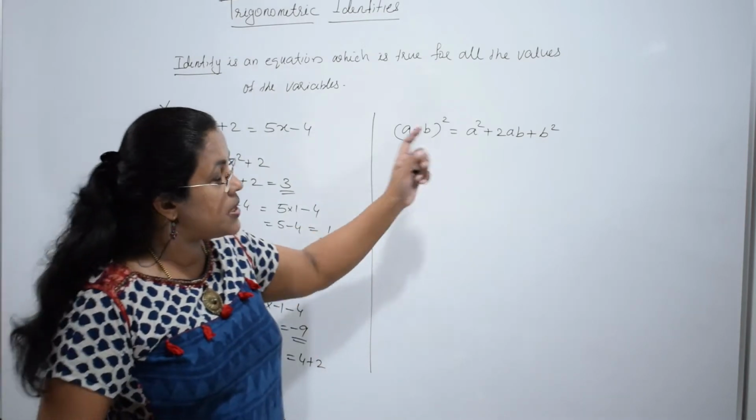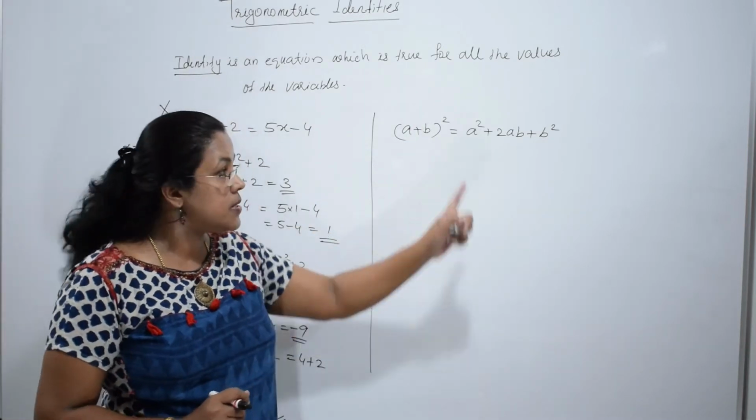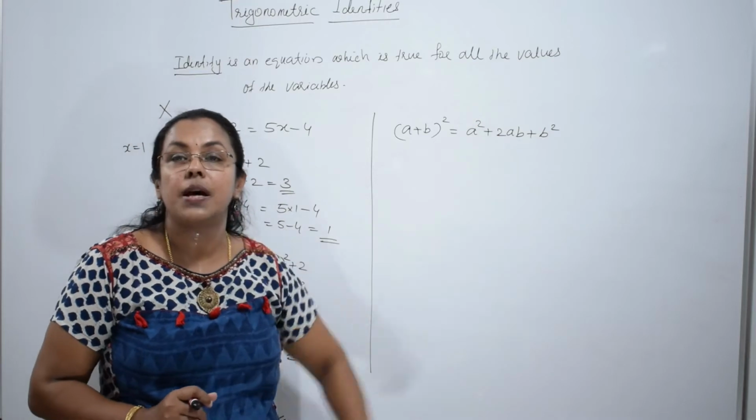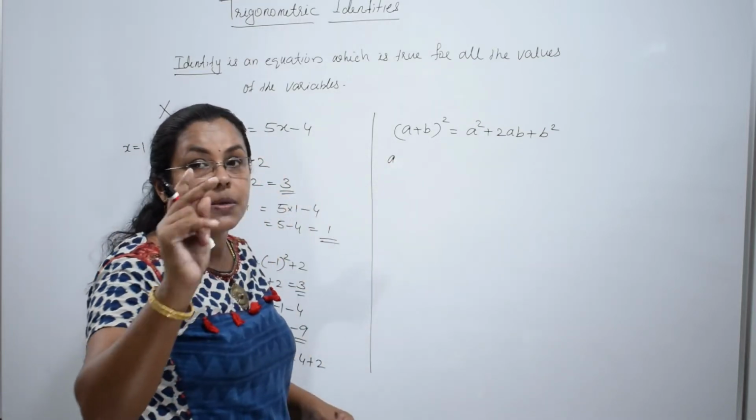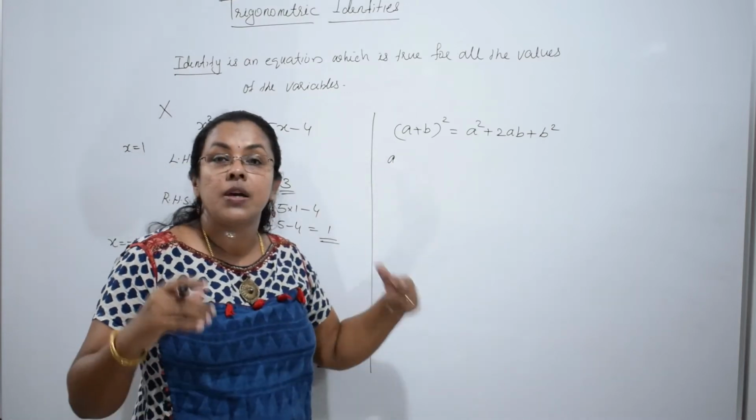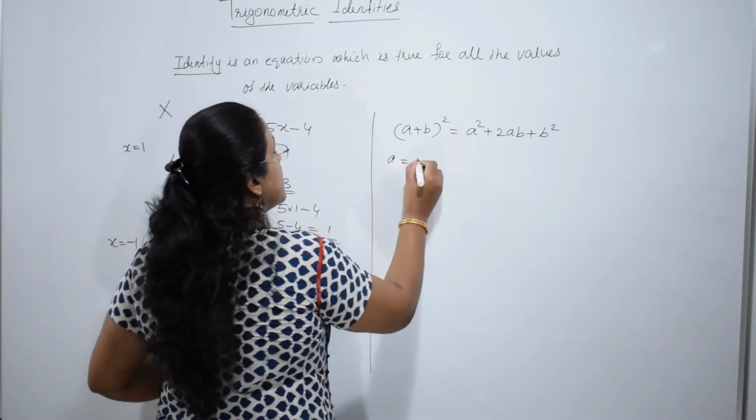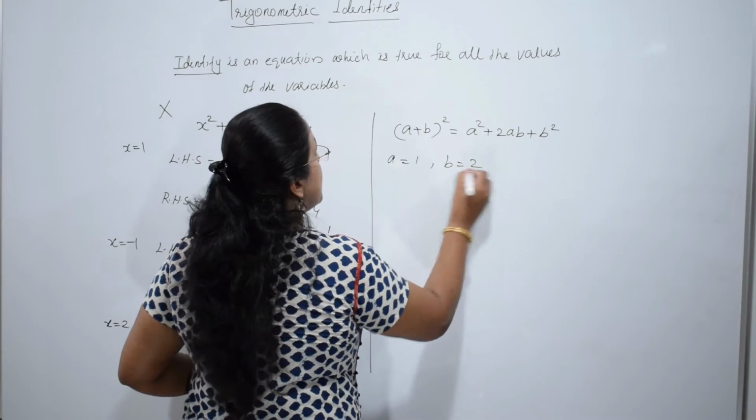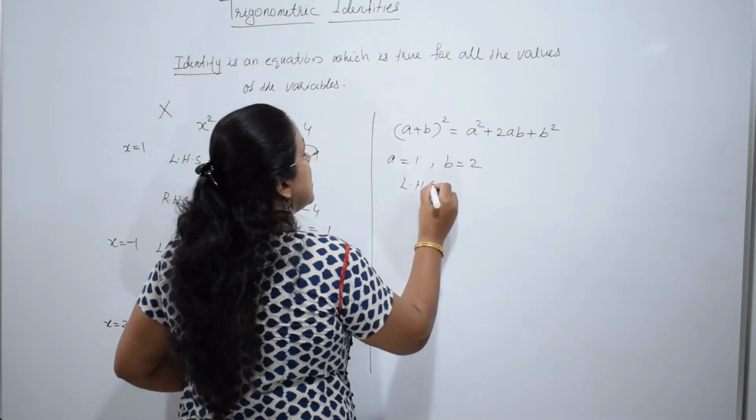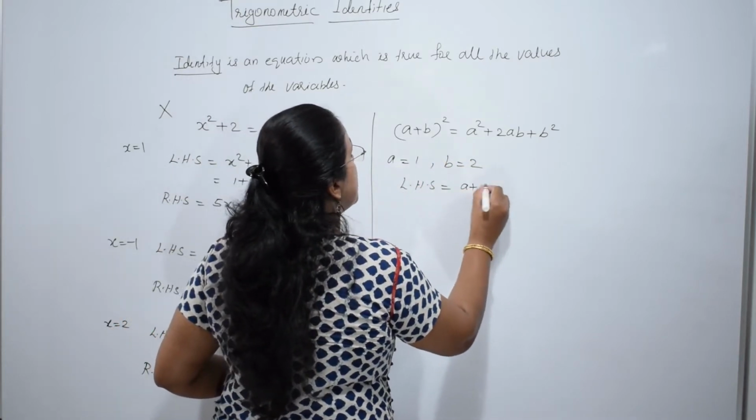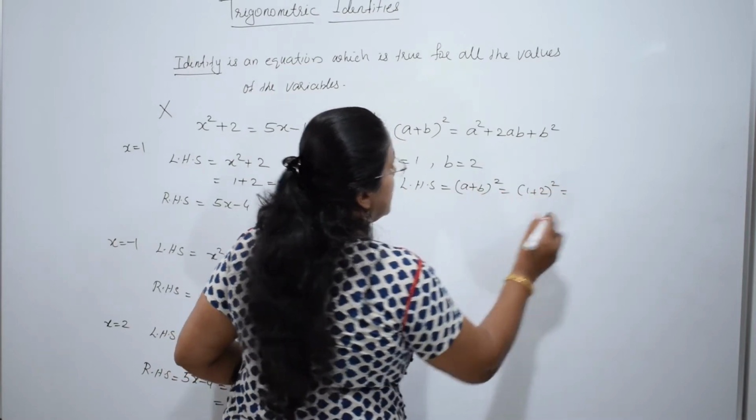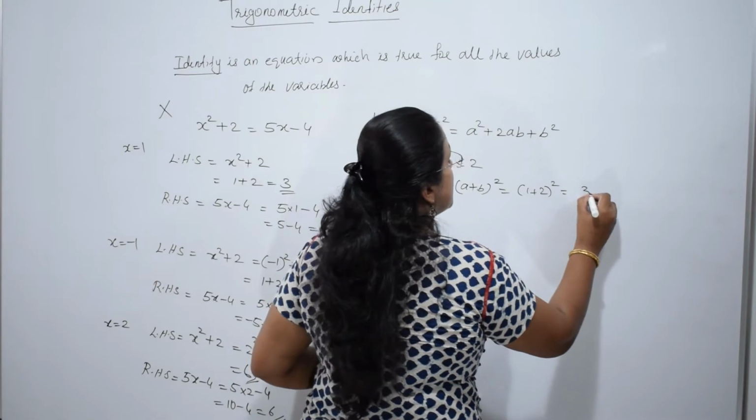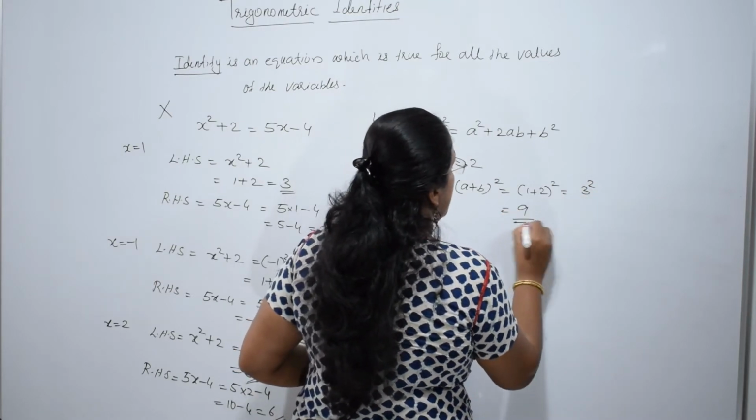What about this one? (a plus b) the whole square is equal to a square plus 2ab plus b square. Here two variables are there, a and b. If we take a as 1 and b as 2, what about the left hand side? Left hand side is (a plus b) the whole square, that is (1 plus 2) the whole square. What is 1 plus 2? 3 square, that is equal to 9.